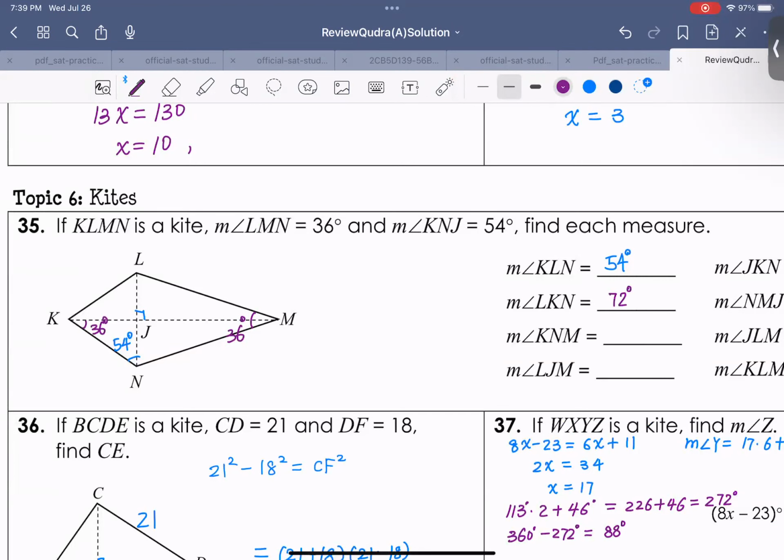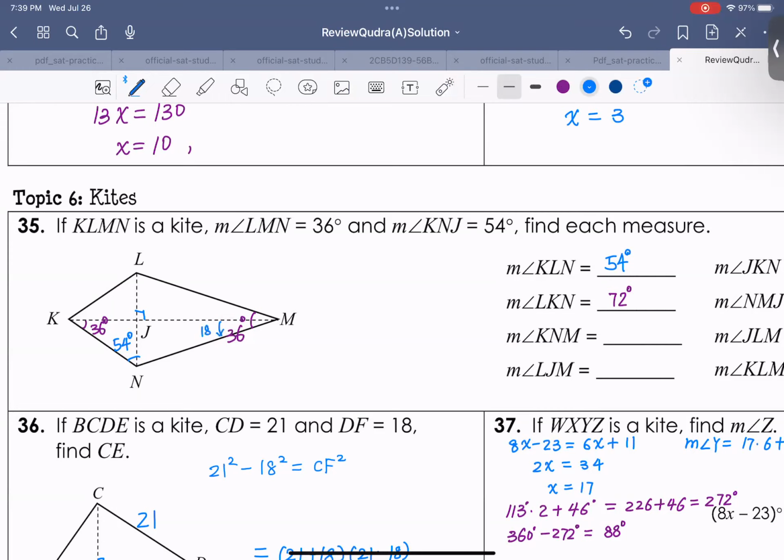Very good. Next, let's figure out. They ask us here, K and M. So this total is 36. So half of it will be how much? 18. So this piece is 18.